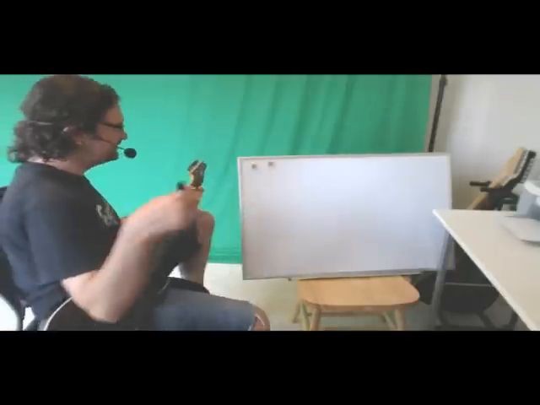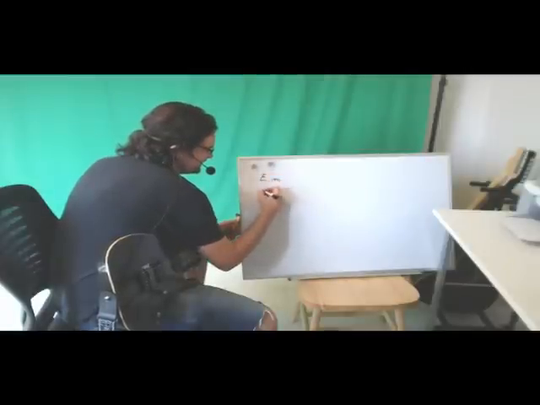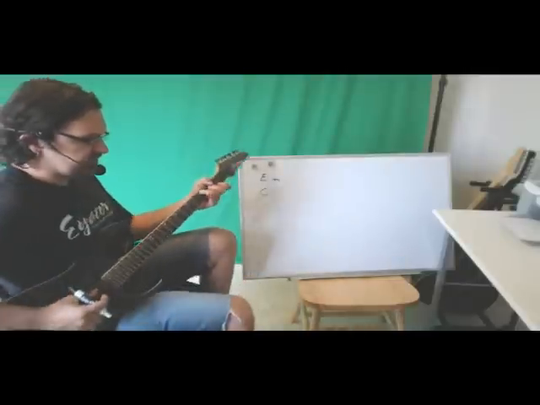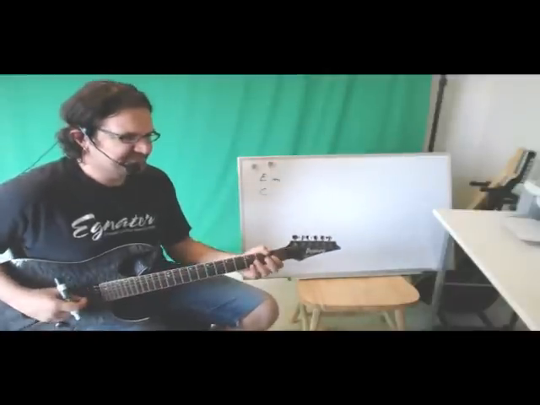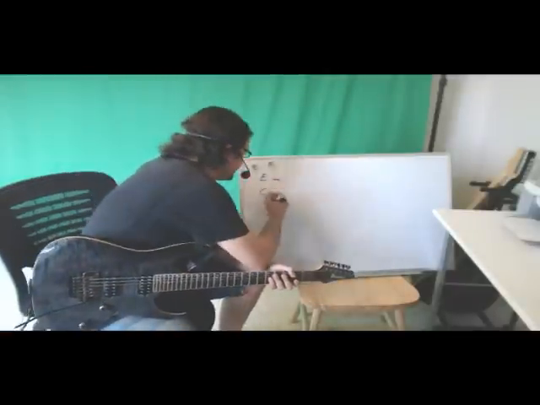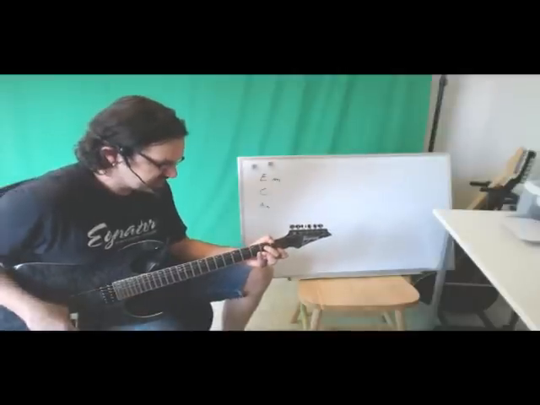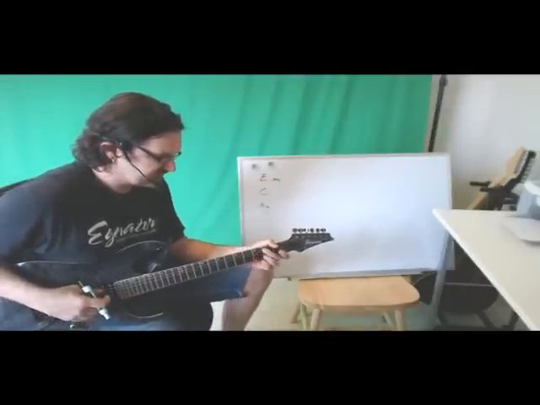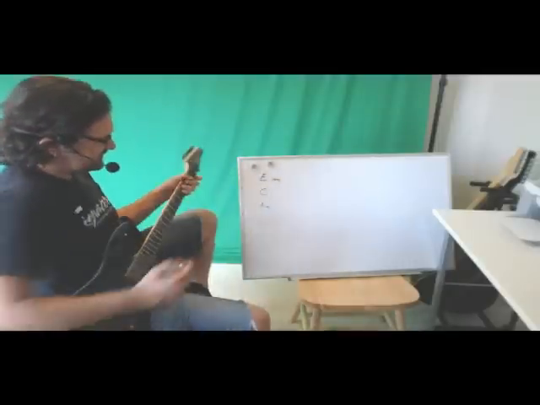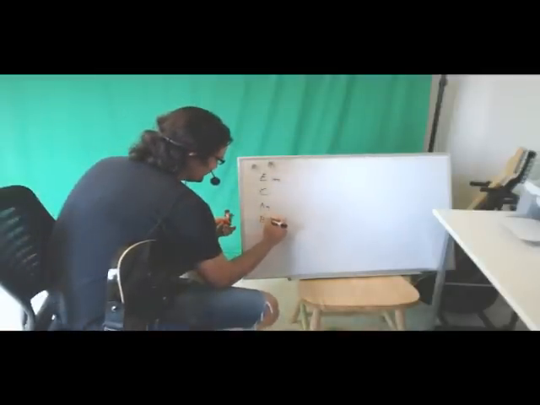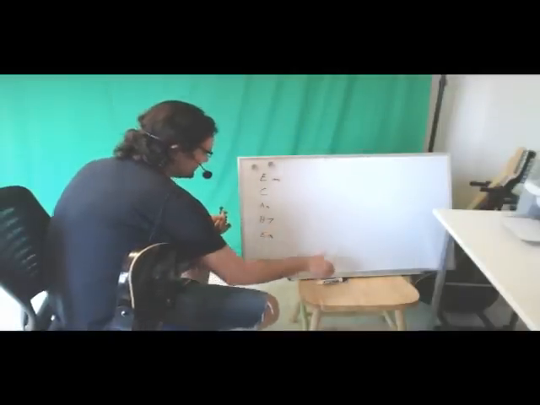Okay, E minor and C major. And then let's say we have a bridge or a chorus that's A minor, a B7, and back to E minor. So that's our chord progression.